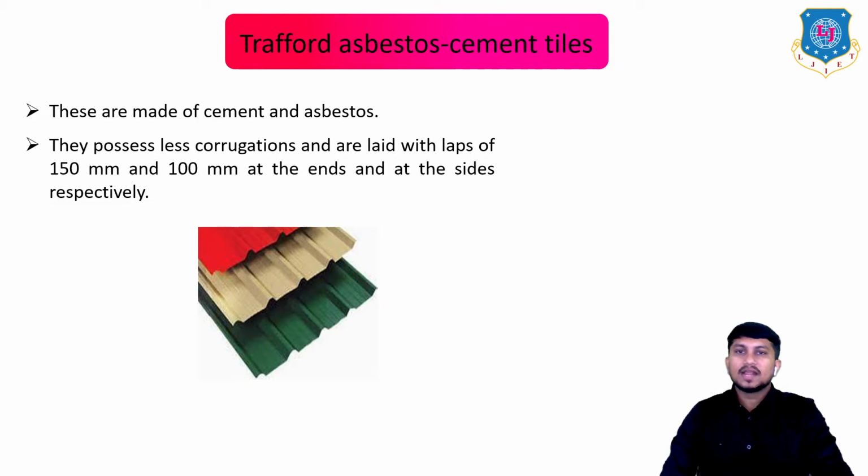Next is asbestos cement tiles. These are made of cement and asbestos. This possesses less corrugation and is laid with laps of 150 mm and 100 mm at the ends and at the sides respectively.